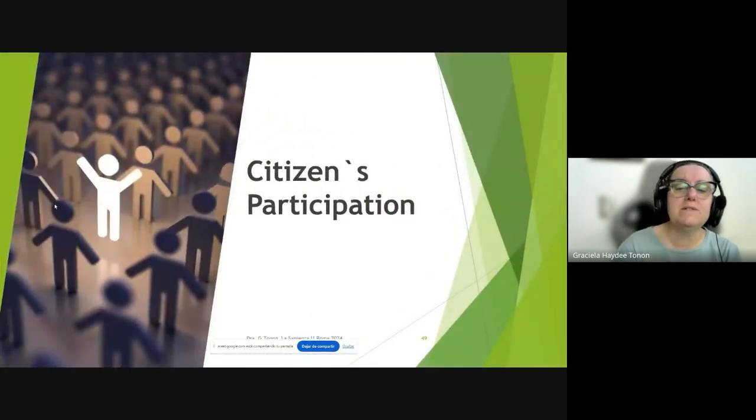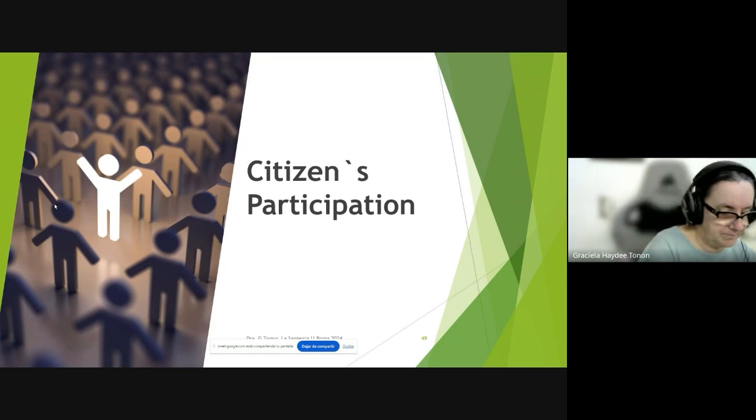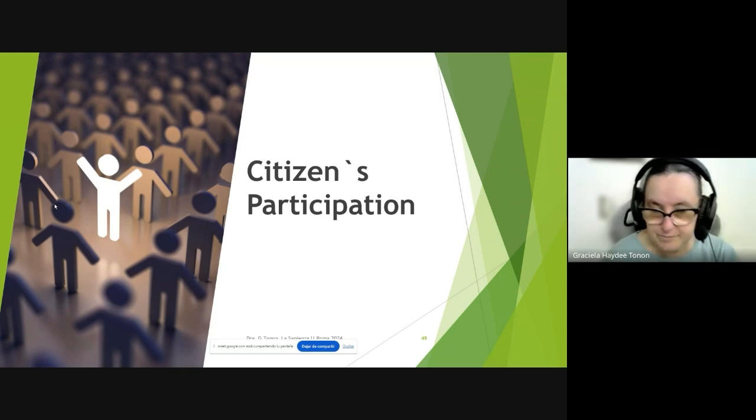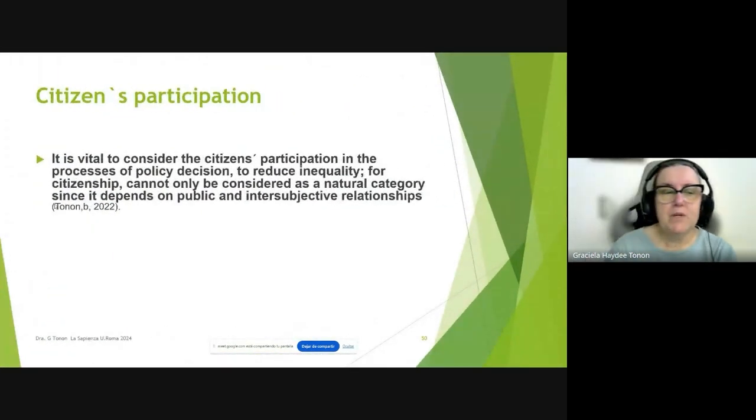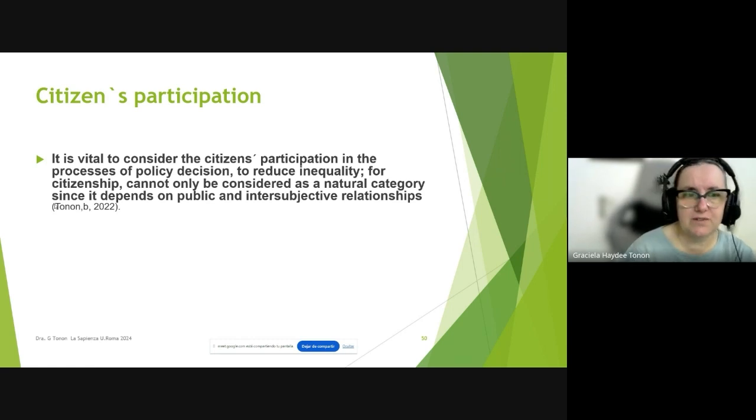So finally, we'll speak about the importance of citizens' participation. Well, citizens' participation is very important in the process of policy decision, and of course, in trying to reduce inequality. Citizenship cannot only be considered as a natural category, like only the right to vote, since it depends on public and intersubjective relationships.